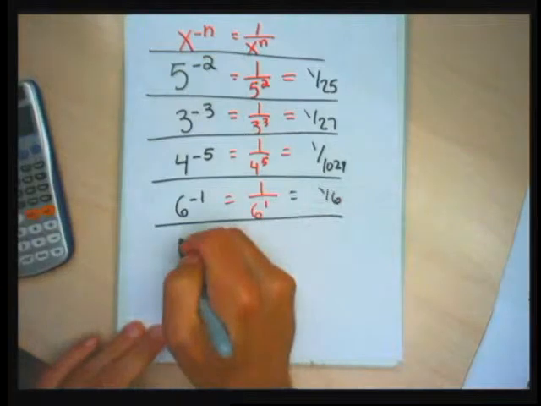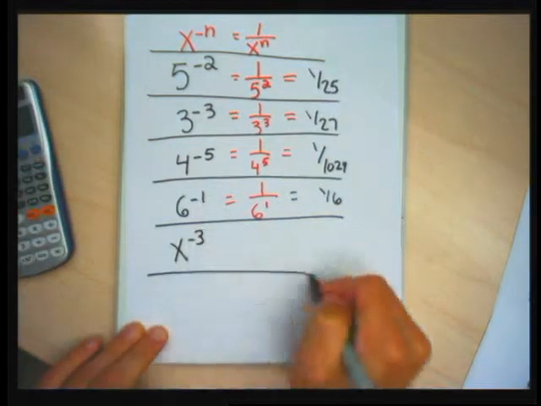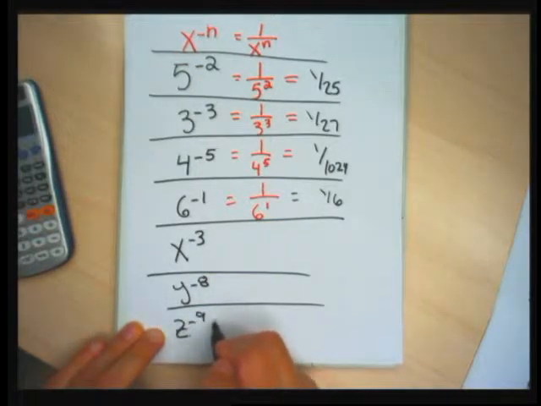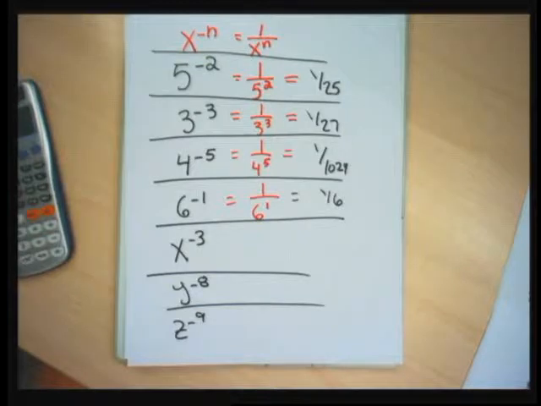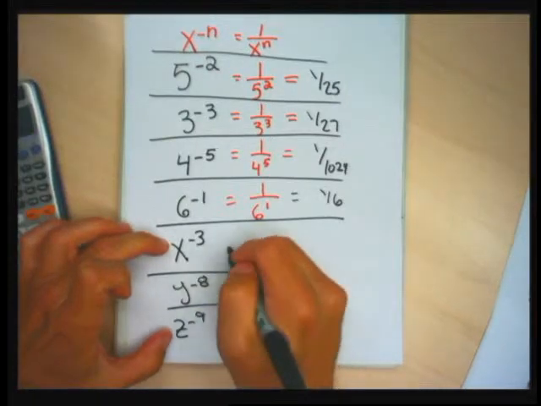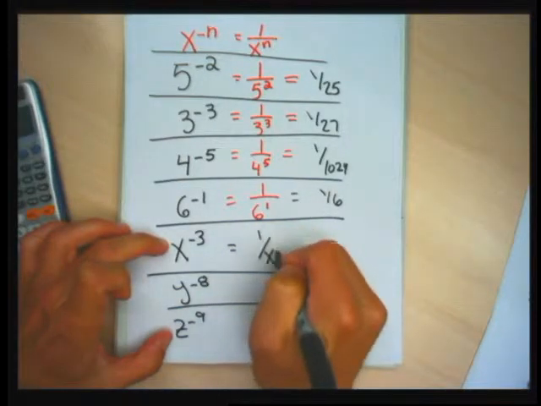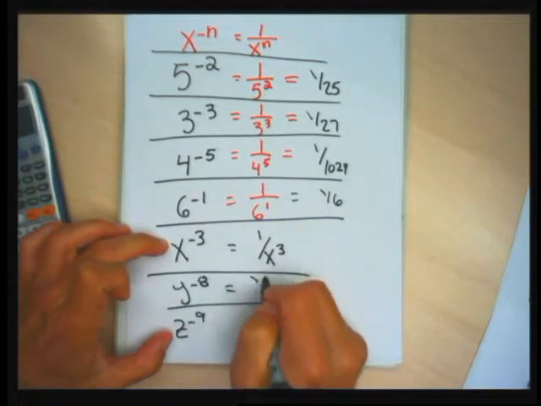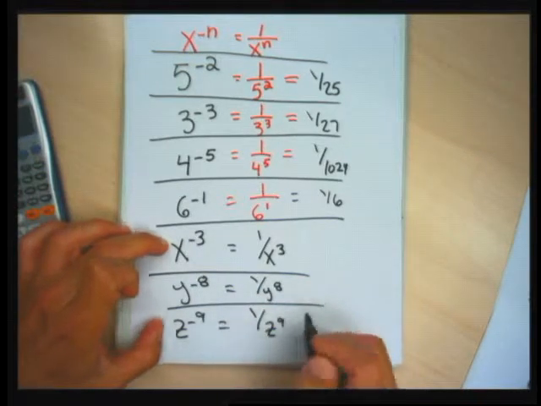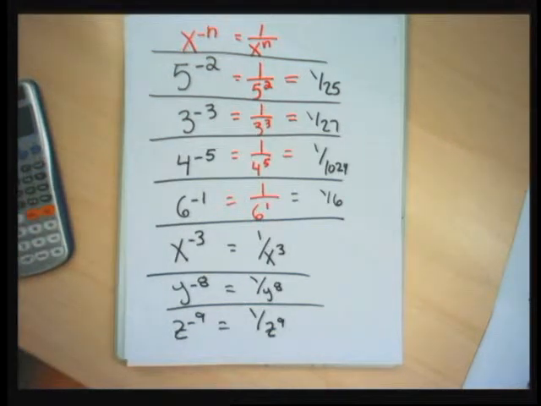If I did this with letters, like if you had x to the negative 3 power, or y to the negative 8 power, or z to the negative 9 power, each one of these has a single base raised to a negative exponent. I couldn't do any one of these three with my calculator, but I can rewrite each one with a positive exponent. X to the negative 3 power is 1 over x cubed, y to the negative 8th power is 1 over y to the 8th, and z to the negative 9th power is 1 over z to the 9th. That's the easy part of working with negative exponents.